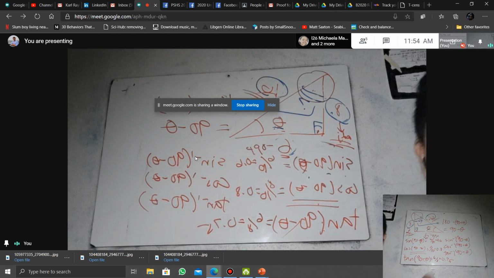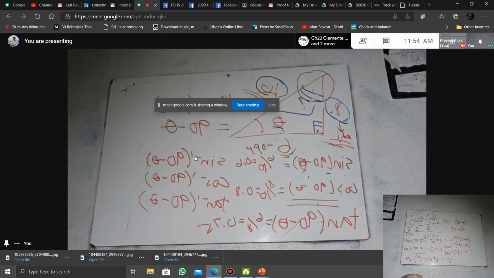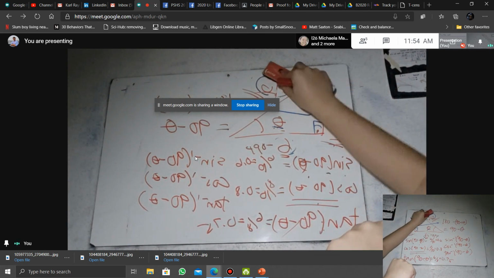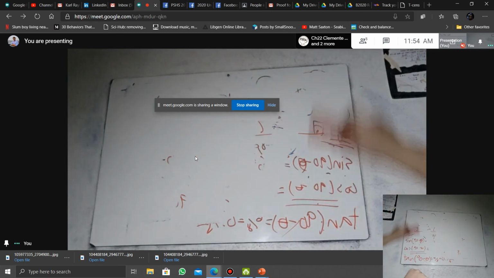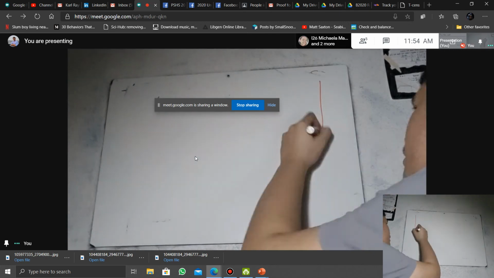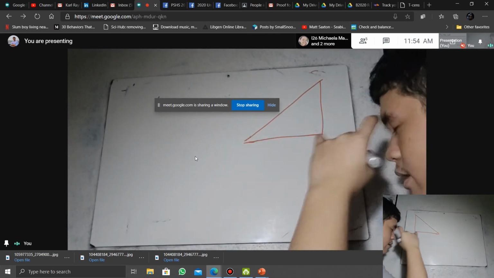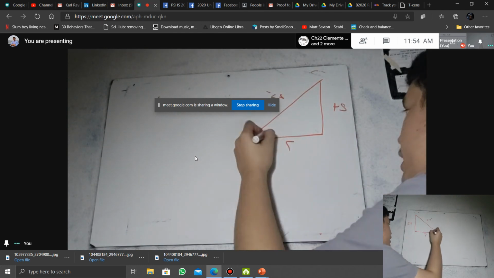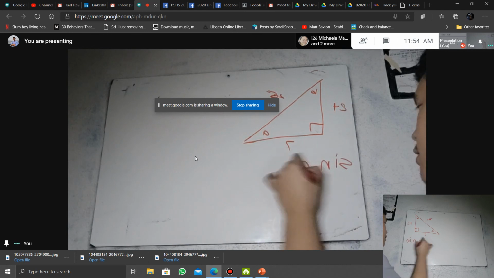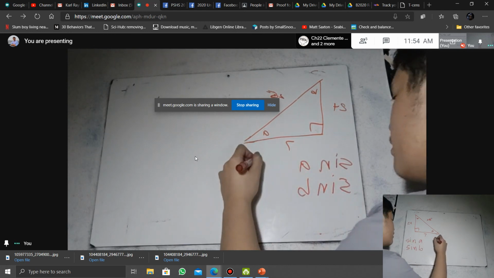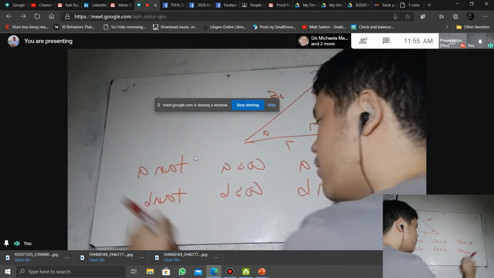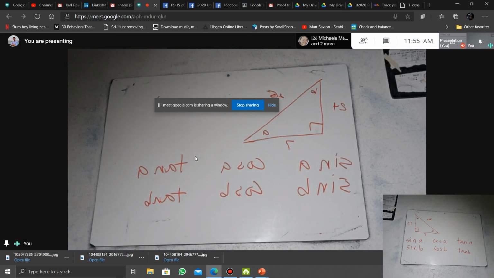Ito. Sige, extend tayo ng 5 minutes, guys. Okay lang? 5 minutes lang. Kasi we have 5 minutes left na lang eh. Sige, ito. I want you to do this naman. Let's practice more. Para mas clear, I'm gonna label the angles na. A, B. Okay, I want you to give me the following: sine A, sine B, cosine A, cosine B, tan A, tan B. Sige, 2 minutes lang.